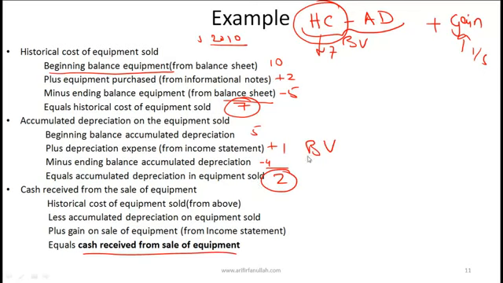This means that our book value is 7 minus 2, which is 5. And then the cash received from sale of equipment is the historical cost, which is 7, less accumulated depreciation, which is 2, and any gain or loss on sale of equipment. Let's say that the gain is 1. So 7 minus 2 is 5, plus 1 is 6. So cash received from sale of equipment is 6 million.